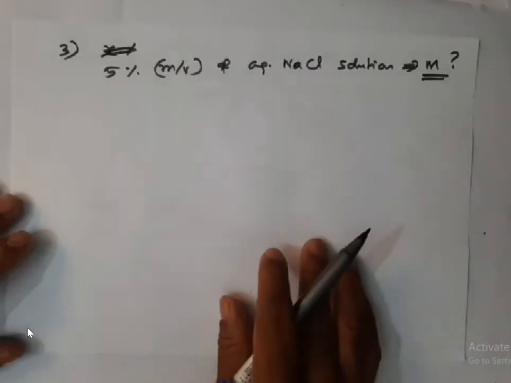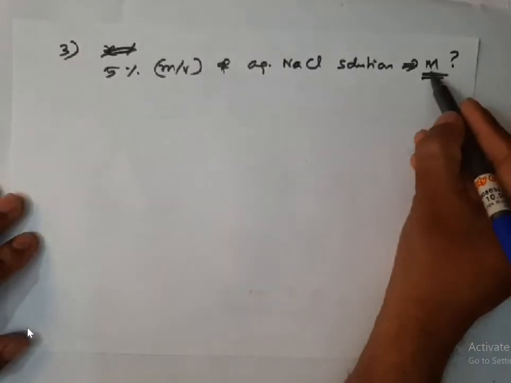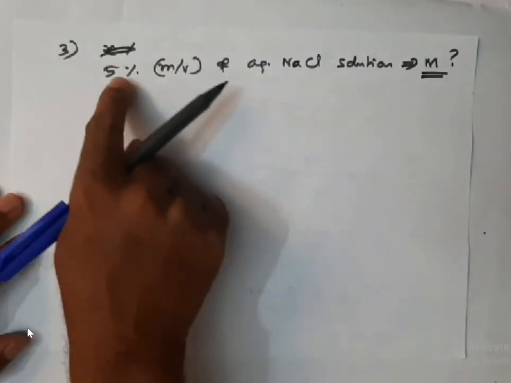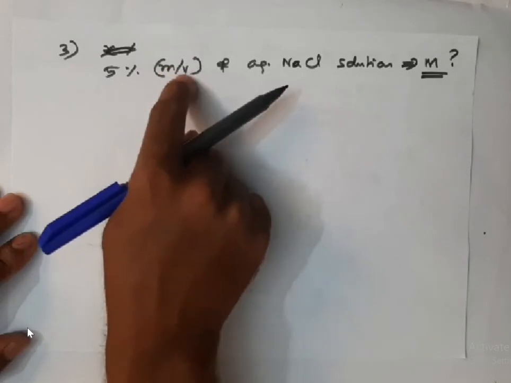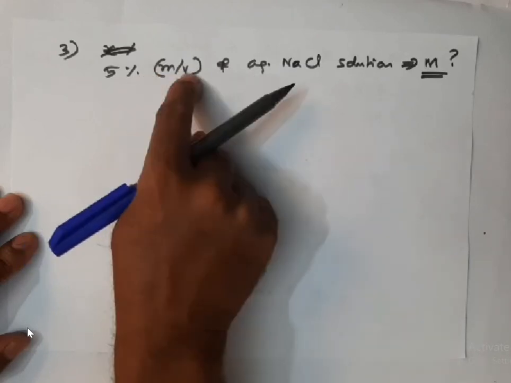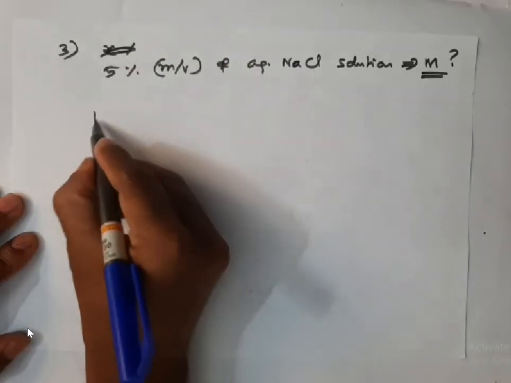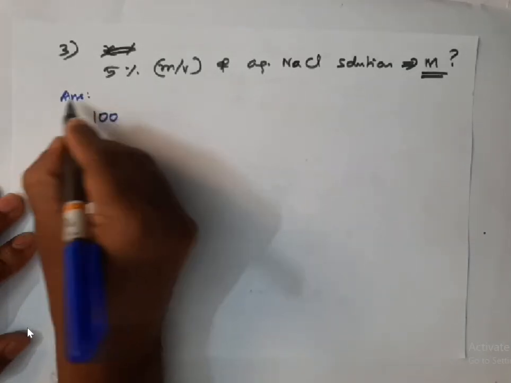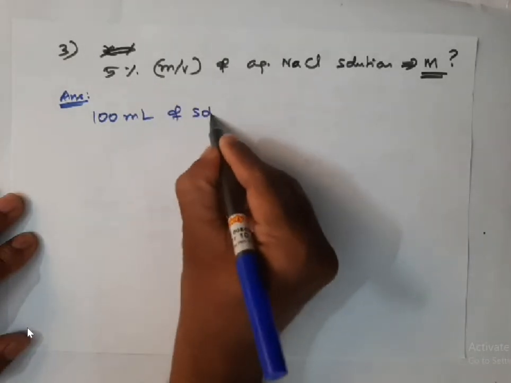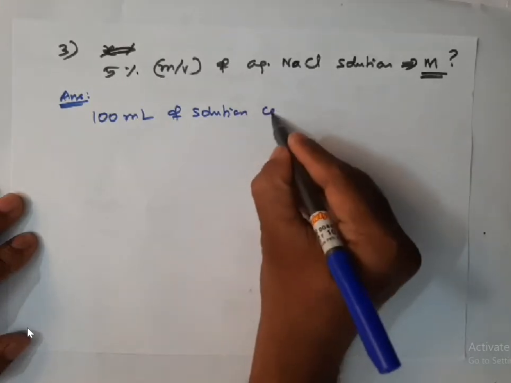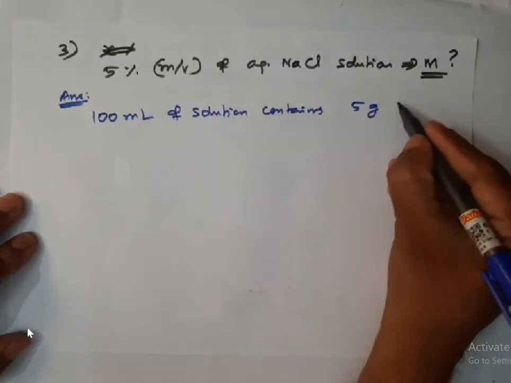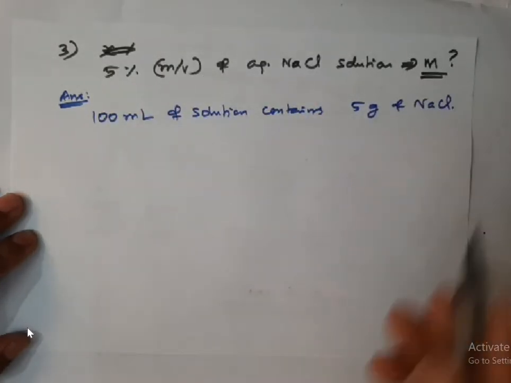Okay, so here we need to find out molarity. So first I'll write the given data. What is this given data? 5% mass by volume means 100 ml of solution. Do you remember that, students? 100 ml, 5% mass by volume means 100 ml of solution, see the definition which we gave in the last lecture. Okay, 100 ml of solution contains 5 gram, 5% means 5 gram, 5 gram of sodium chloride. Is it correct?